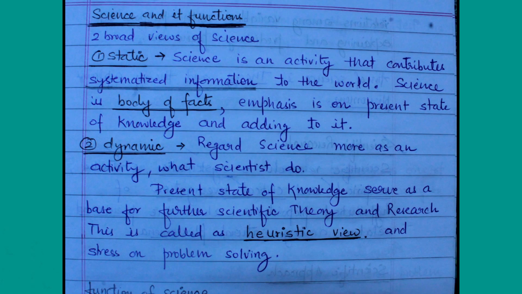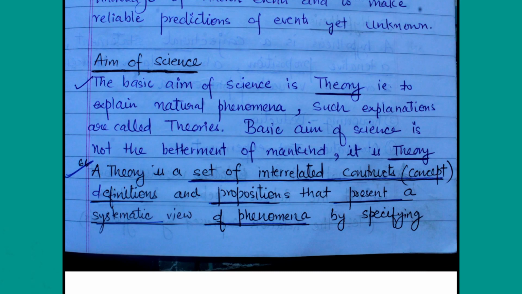So this is a heuristic view of science. Now, what is the aim of science? उद्देश्य, हमारे विज्ञान का उद्देश्य क्यों है? Why is there such a great network of scientists in our country? From the past, the whole world has witnessed so many great scientists, and why are they all practicing science? Because the basic aim of science is theory.